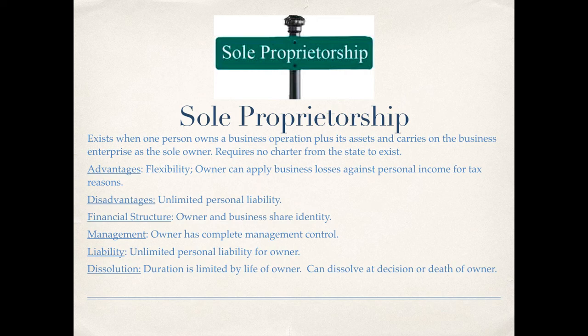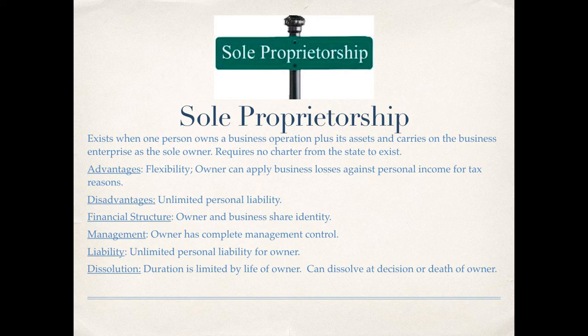But let's go down this list, because each one of these is going to have this same type of list. So the advantages, obviously, I talked about are flexibility. The owner can apply their business losses against their personal income taxes. So if I lose money in my business, I can apply that to my personal income taxes as deductions. So it might lower my taxes. But the disadvantage is that I have unlimited personal liability. For financial structure, the business and I have the same identity. I, as a manager, would have complete control. Liability, of course, is unlimited personal liability for the owner.